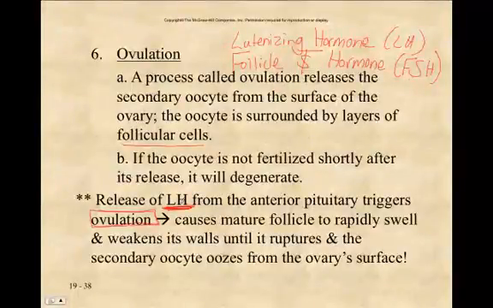It's important, hint, hint, that you know that the spike of luteinizing hormone is going to trigger ovulation. When that luteinizing hormone is released, it causes the mature follicle to rapidly swell, which weakens its walls until finally it bursts open, and the secondary oocyte literally oozes out of the ovary's surface.